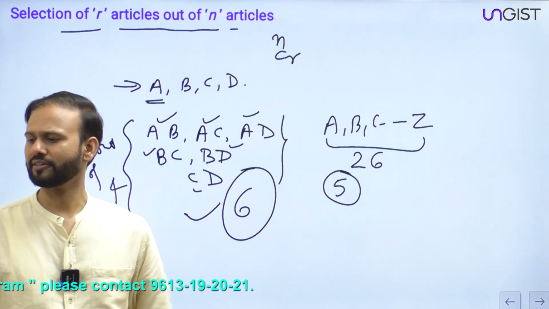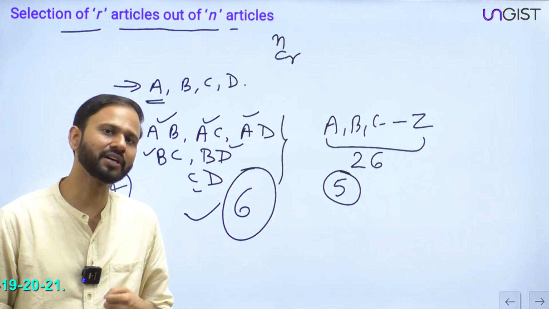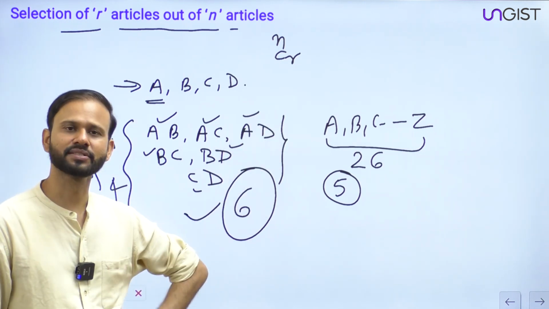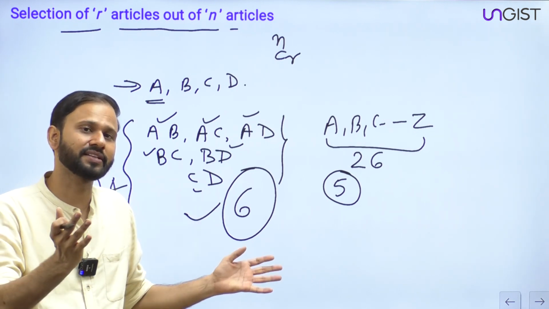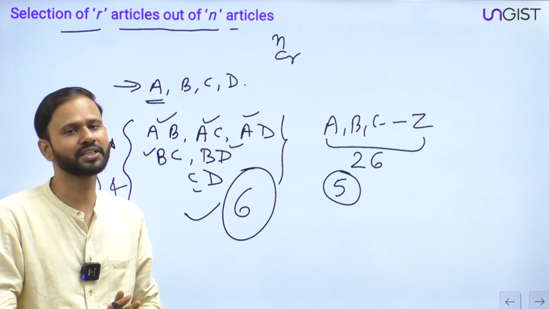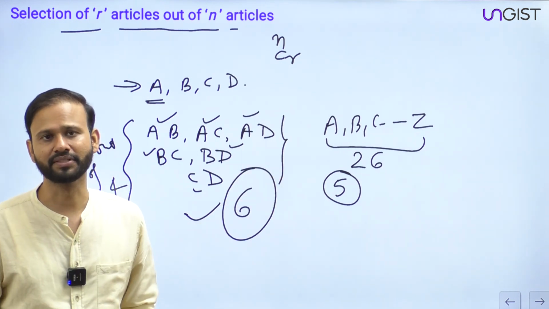Then obviously in that case we should have a concrete formula to calculate all these things, right? Then only mathematics comes into the picture. For the bigger cases we should have a formula, otherwise we won't be able to solve it manually all the time, right?